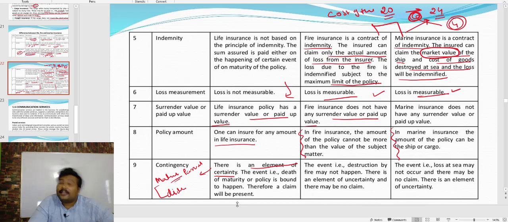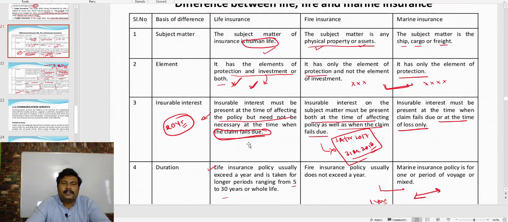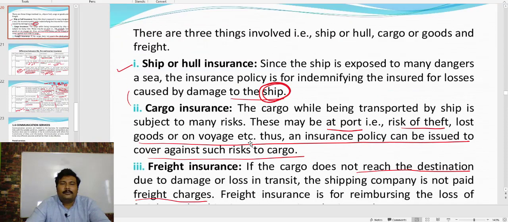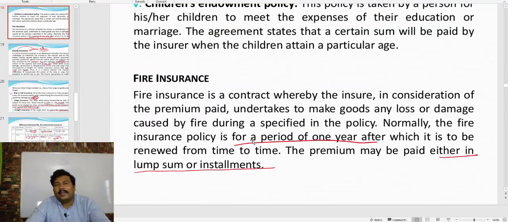जरूरी नहीं है कि आग लगेगी ही लगेगी. आग लग भी सकती है और नहीं भी लग सकती है. जरूरी नहीं है कि शिप पे कोई लॉस होगा ही होगा. It can be, it cannot be. So always remember that the element of certainty is there in life insurance. Either maturity, or death. Fixed. But fire insurance and marine insurance do not have any certainty. So bacha, go and watch this video one more time to clear all the differences between life insurance, fire insurance, marine insurance, types of marine insurance, types of life insurance, all that.